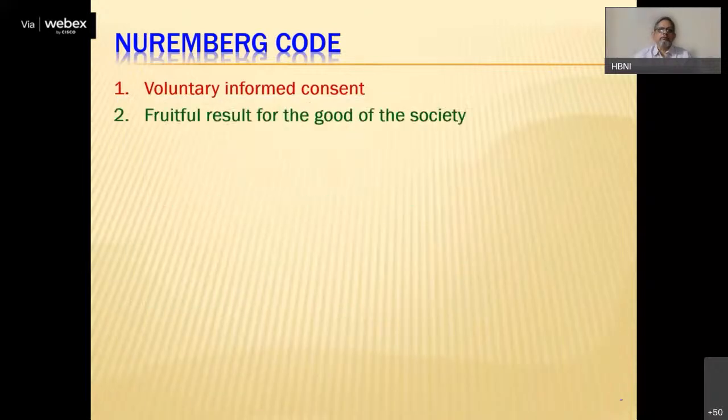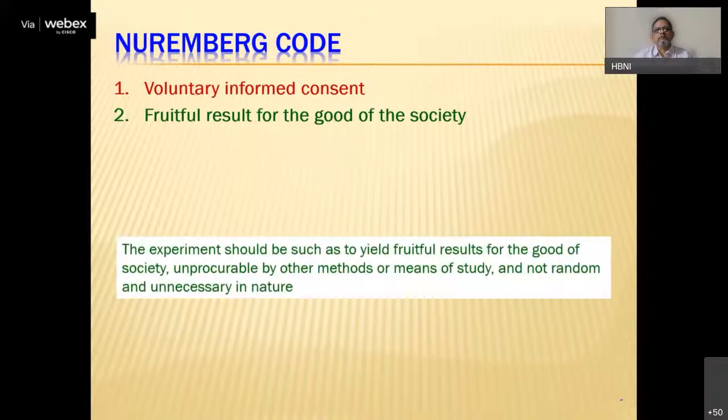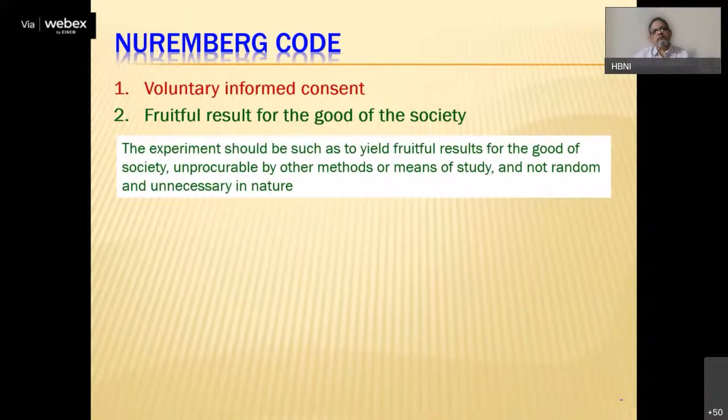Then the next point was the fruitful result for the good of the society. What does this mean? Basically, it says that the experiment should be such as to yield fruitful results for the good of society, unprocurable by other methods or means of study, and not random and unnecessary in nature.